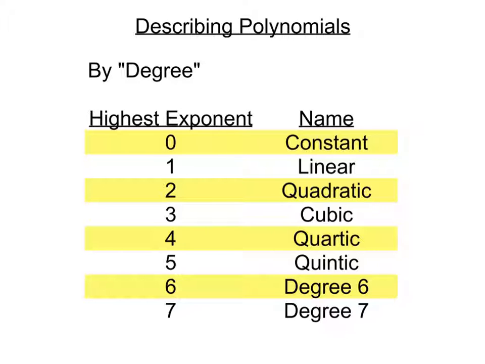So the main bulk of our work today is going to actually be dealing with a way of describing polynomials. And there's going to be two different ways we can describe polynomials. The first of those is to describe them by their degree. Now, in order to do that, you're going to need to have this information handy. So go ahead and write this down into your notes.